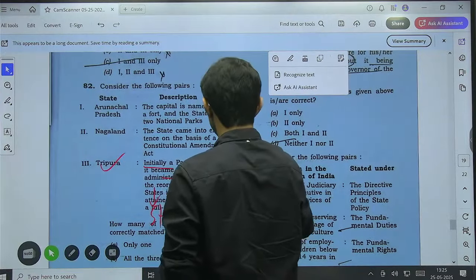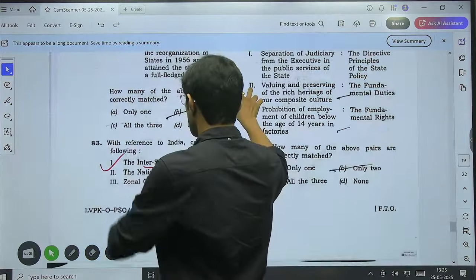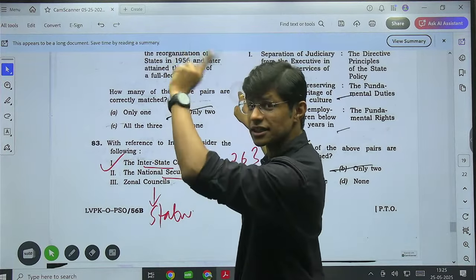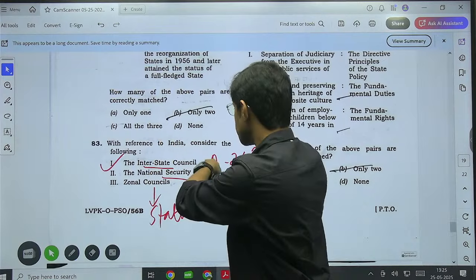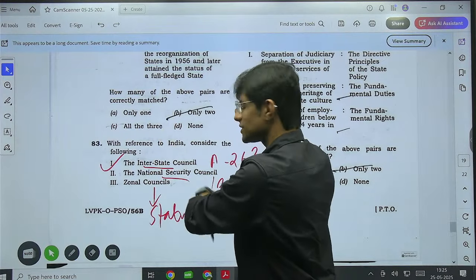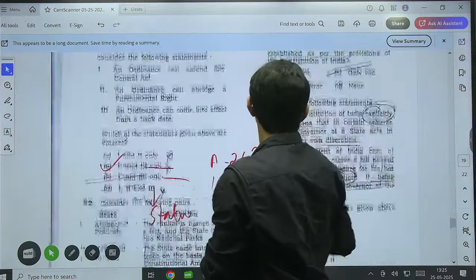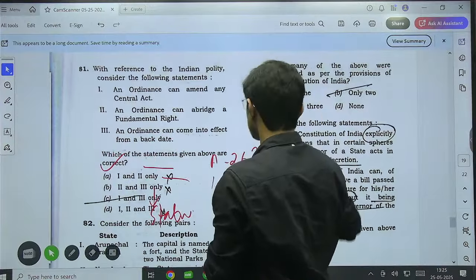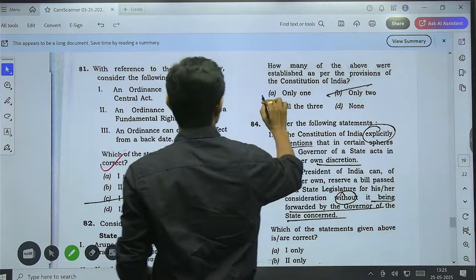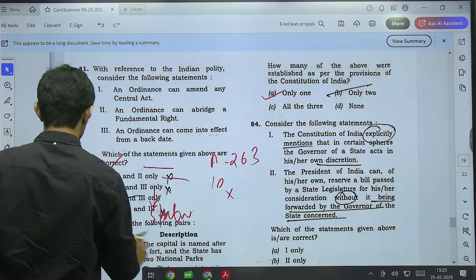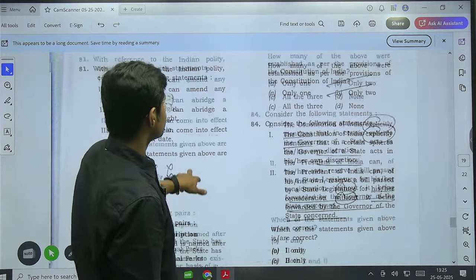So I hope you understood why the first one is correct. Interstate Council, Article 263, Center-State Relations, National Security Council, Zonal Councils, statutory body. So Constitution, which means it's a constitutional body, that is A is the correct answer. The next question. Question number 84.